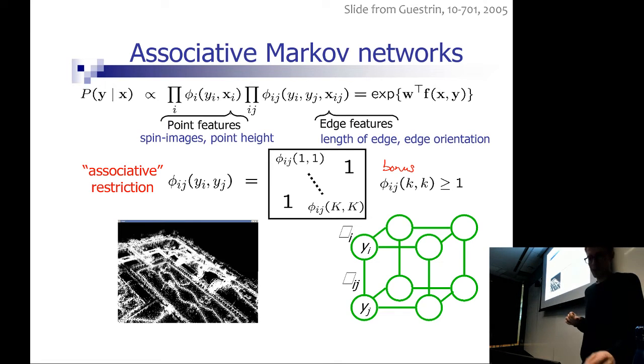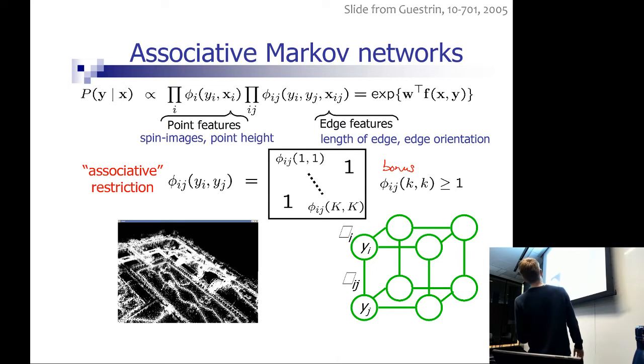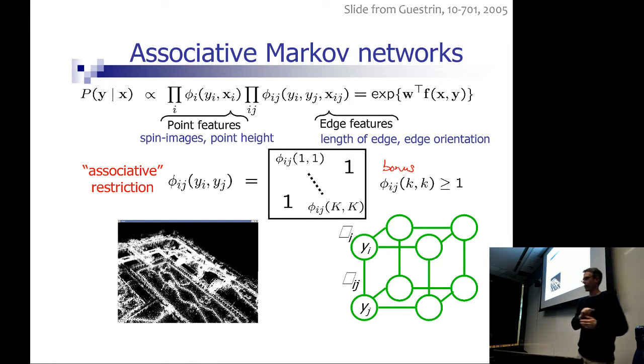Well, one way you could do this is by building what's called an associative Markov network. You could think of an associative Markov network as really just another name for a pairwise Markov random field. The reason that it gets a special name is because we're going to train it as if it were a structured SVM model.